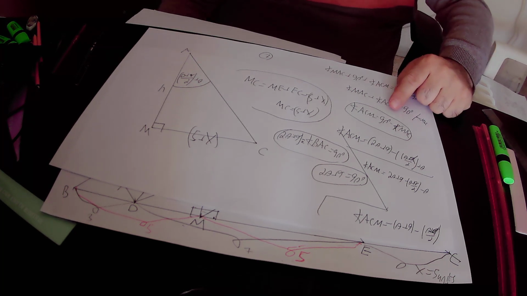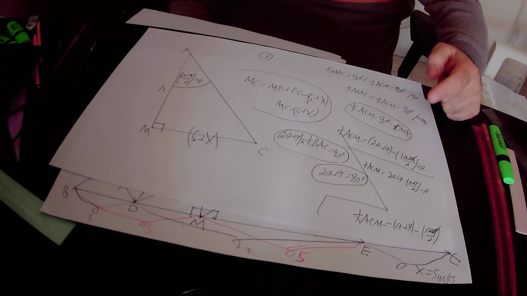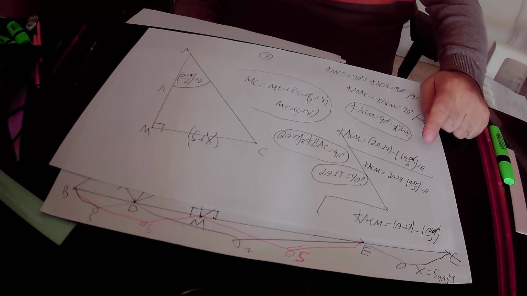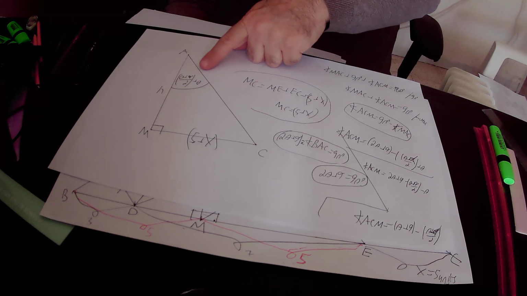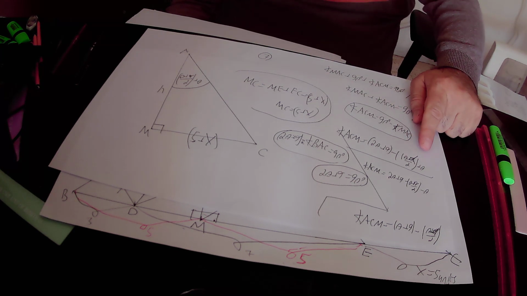But 90 degrees is actually 2 theta plus alpha, so we substituted 90 degrees by 2 theta plus alpha, and we got that angle ACM equals 2 theta plus alpha minus angle MAC. What is the value of angle MAC? It equals theta plus alpha over 2 plus theta.